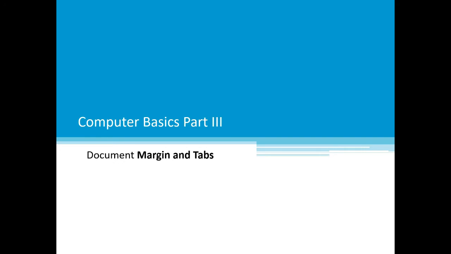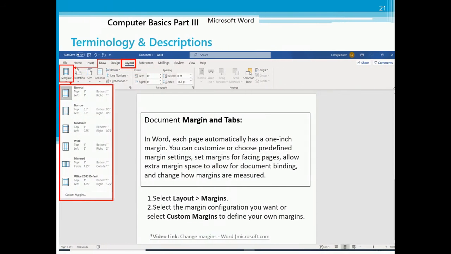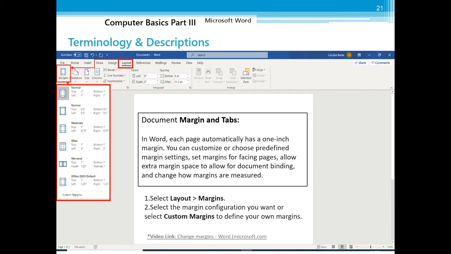Document margin and tabs. In Microsoft Word, each page automatically has 1-inch margin. You can customize or choose predefined margin settings, set margins for facing documents, allow extra margin space to allow for document binding, and change how margins are measured. First, you would go to the ribbon, select Layout, Margin, select the margin configuration you want, or select a custom margin to define your own margins.